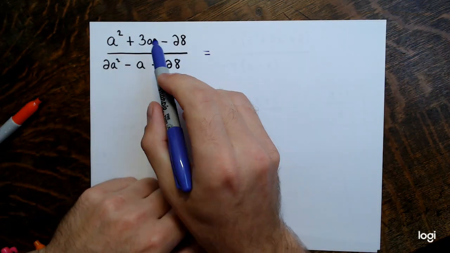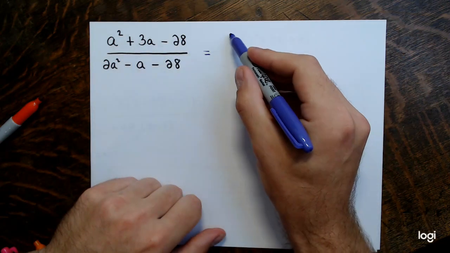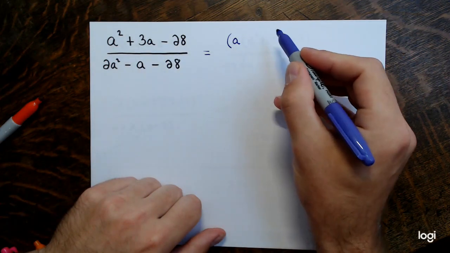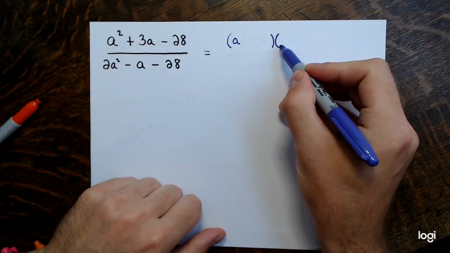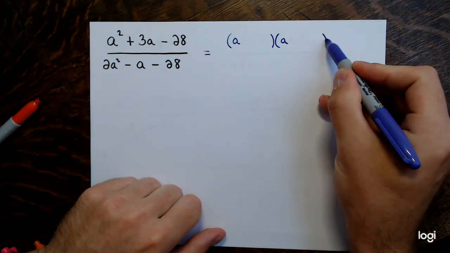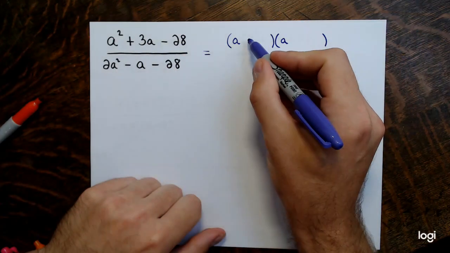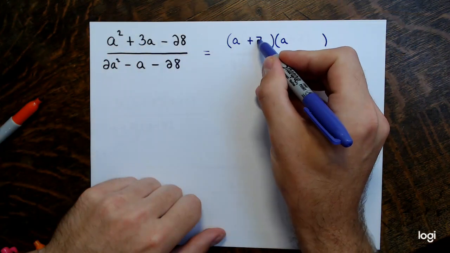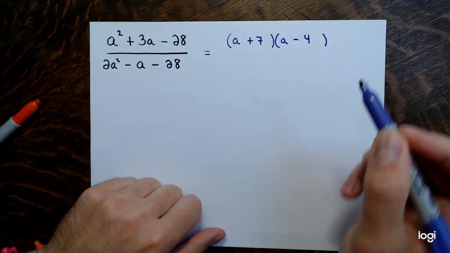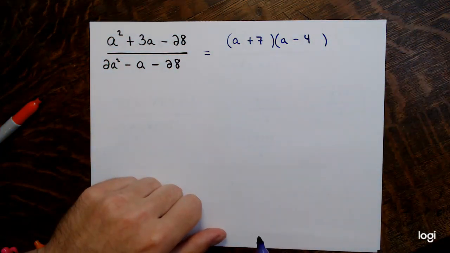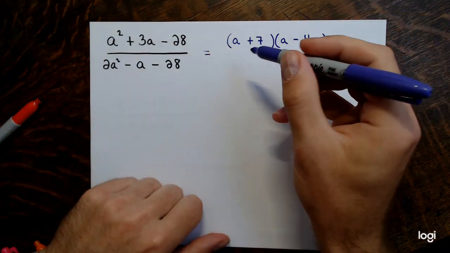So a squared plus 3a minus 28. That'll factor to a in one factor, a in the other. And remember, I'm just looking for factors of negative 28 that add up to positive 3. Okay, so positive 7 and negative 4. A plus 7 times a minus 4 is how the numerator factors.